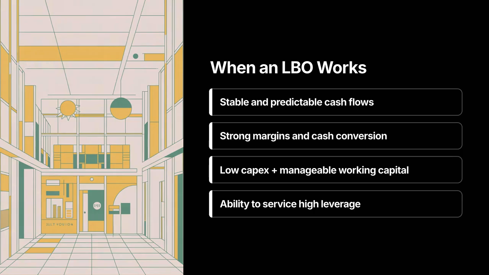When an LBO works: not every business fits the LBO model. You need predictable cash flows. You need healthy margins and strong cash conversion. You need modest capital expenditure and manageable working capital swings. And you need enough stability to support high leverage without default risk.